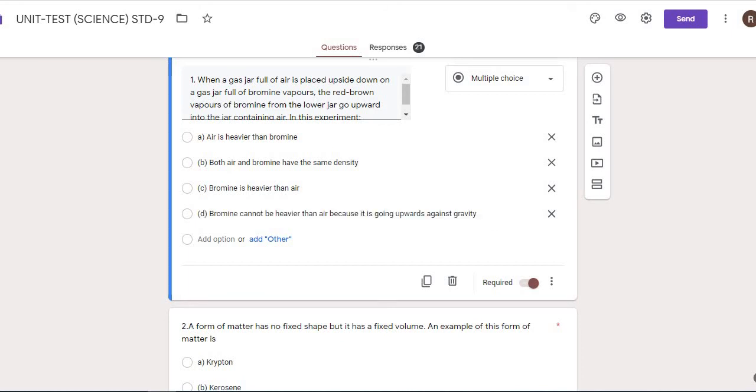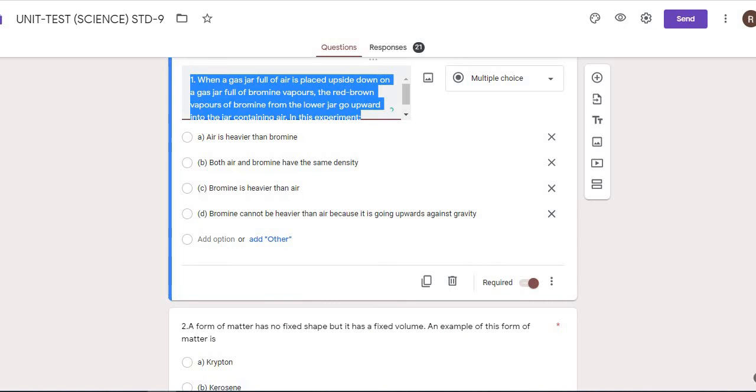So here the answer is C, the bromine is heavier than air, because bromine is found in a liquid state. So it is heavier than the air. So the answer is C.